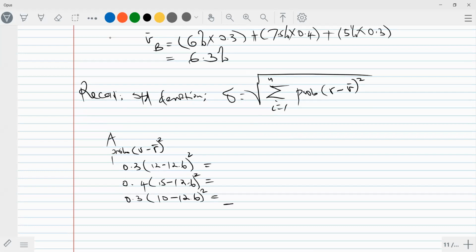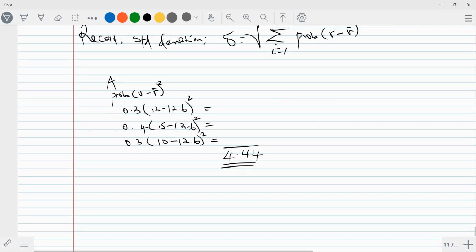So you get the sum total for A. We get the sum to be equal to 4.44. And that's the sum of the deviations multiplied by the individual probabilities.